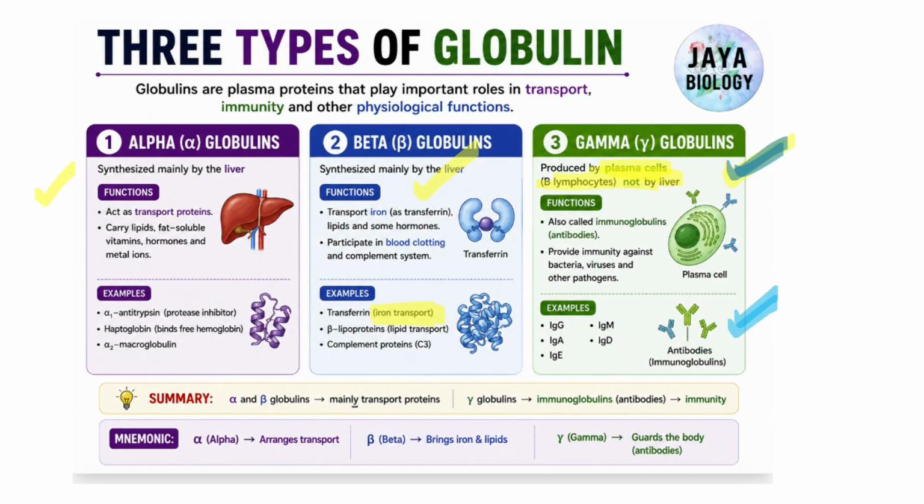So an easy mnemonic for learning is this way. A is for arranged transport. Beta is for bringing iron, and gamma is to guard the body by making antibodies. So I hope I'm providing the mnemonics also for learning the plasma proteins. It might be helpful for you.